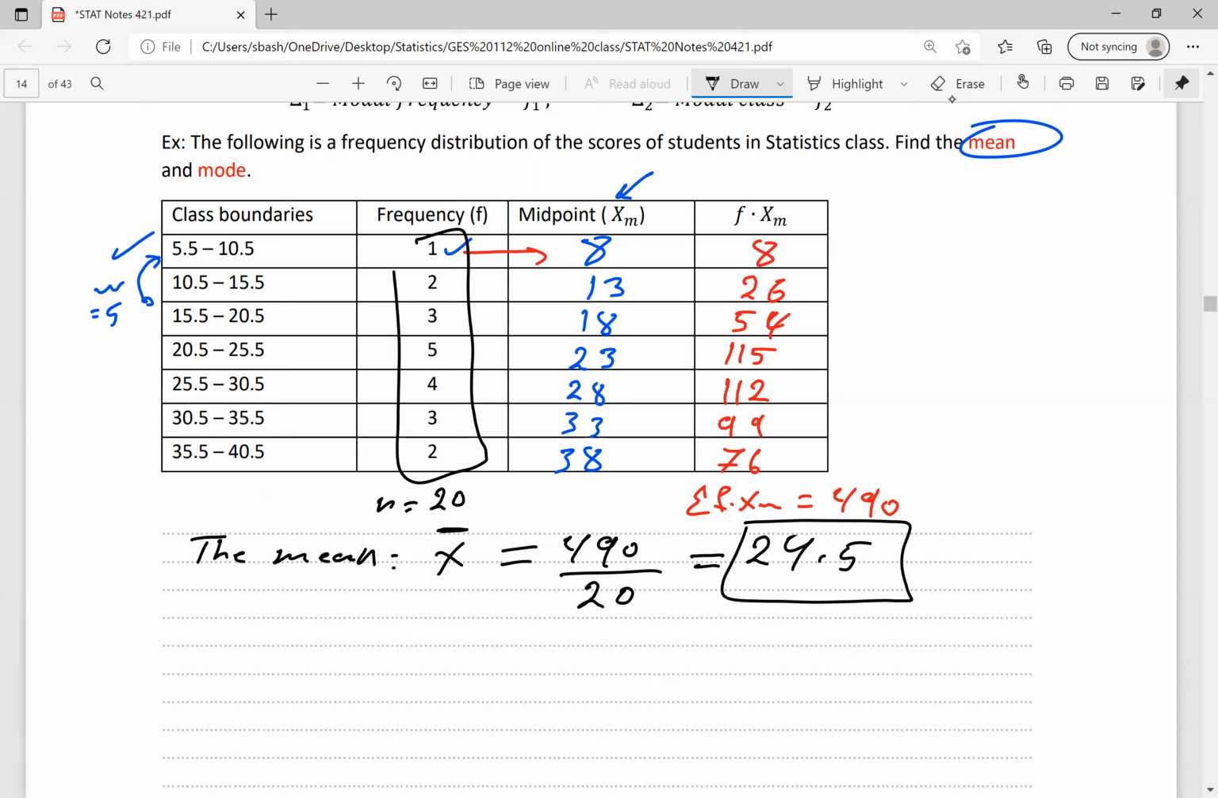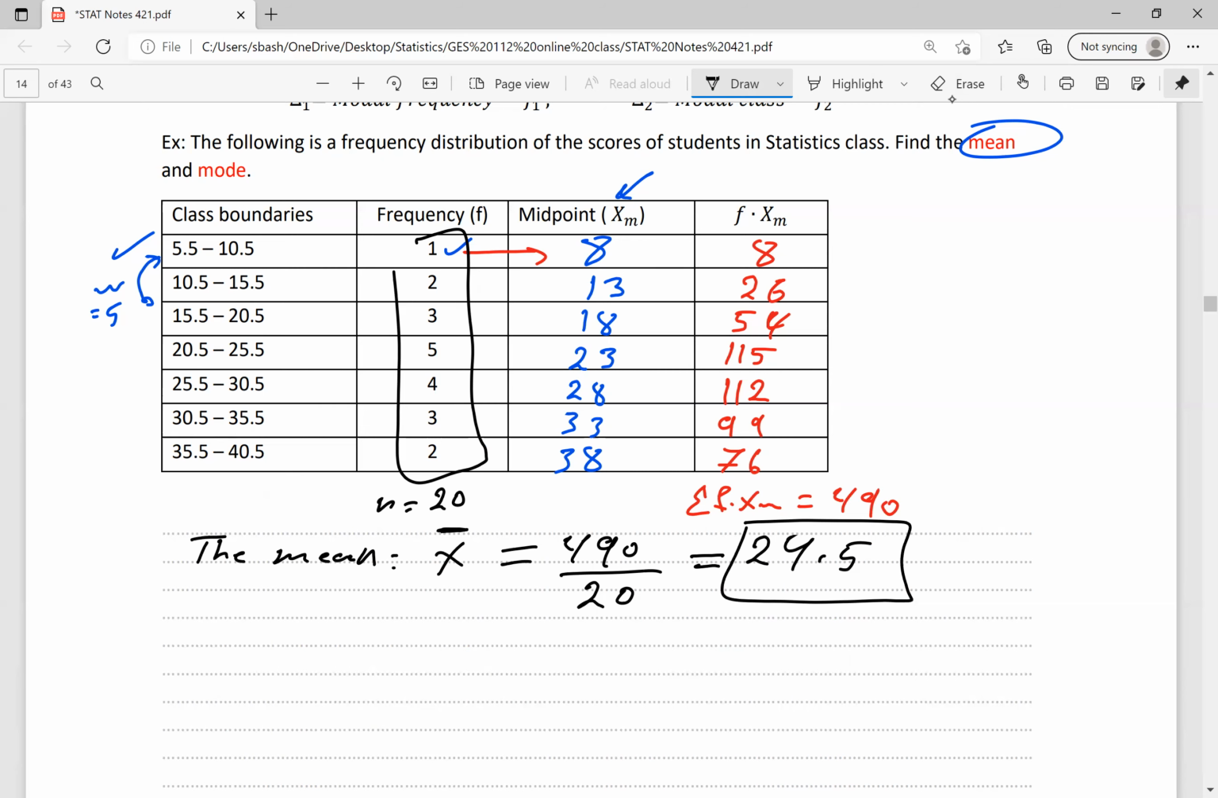This is the idea of finding the mean for grouped data. First step, we have to find the midpoint of the classes. Then we multiply the frequencies with the midpoint, add the results of the multiplication, and divide by the total number of the frequencies, which in this case is n equal to 20. So this is the mean for grouped data.